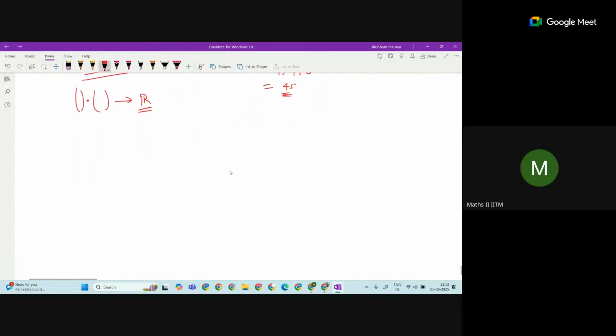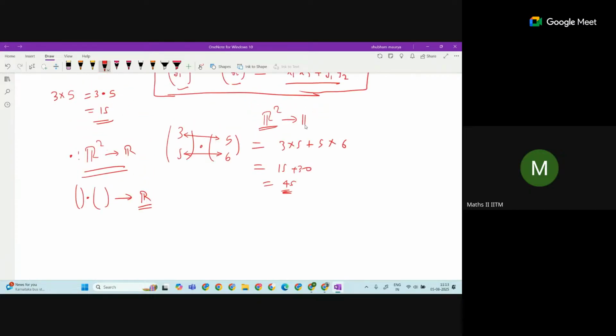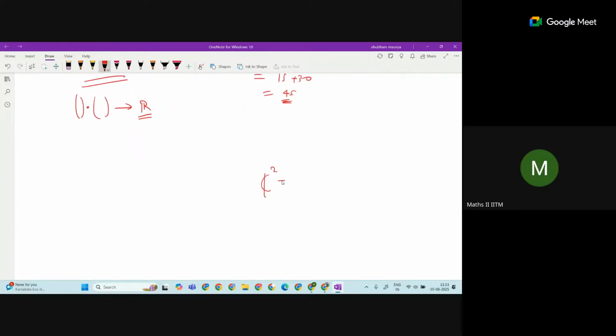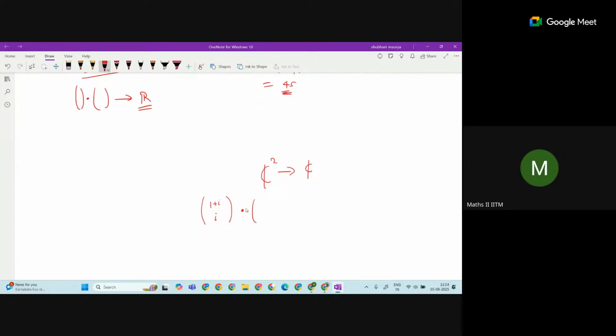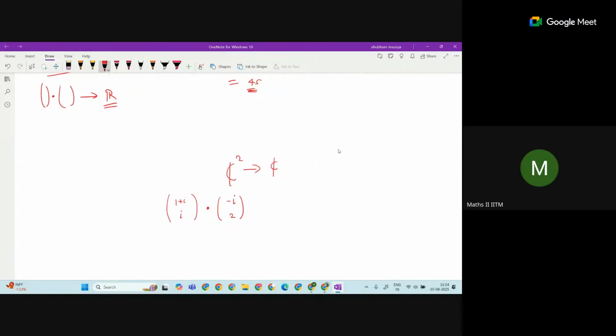Similarly, this one is in R2, R2 to R. But in complex, it is different. What is the difference in complex? Let's say I am taking the inner product. I am taking two vectors in complex, say 1 plus i and i, and another, minus i and 2. Let me write the general definition.